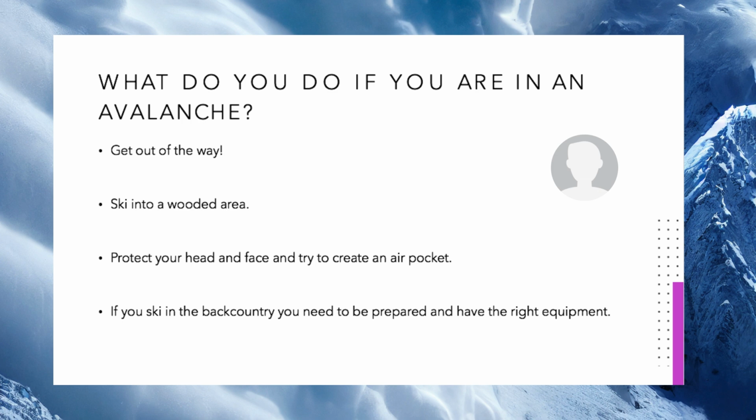If for some reason you find yourself in an avalanche or close to an avalanche, the first thing you need to do or try to do is get out of the way. If the avalanche is behind you, you need to ski as fast as you can to get away and out of the path of the avalanche. If there is a wooded area, you can head towards the wooded area. Avalanches are less likely to happen there because the snow can grip onto trees and rocks.